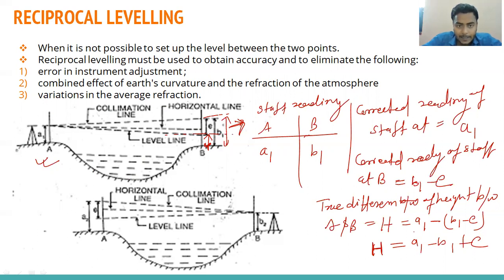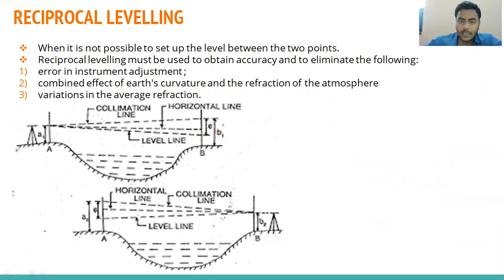That error is shown in the figure, so the error we can write E. So now we can write the corrected reading: that will be A1 when the staff is held at A, and B1 minus E when the staff is held at B, right? So we got this relation, given the name equation 1: H equals A1 minus B1 plus E.